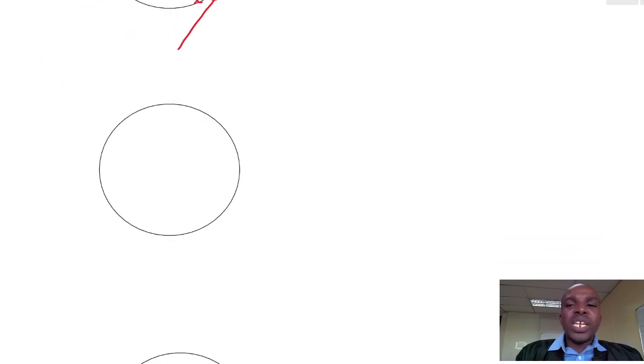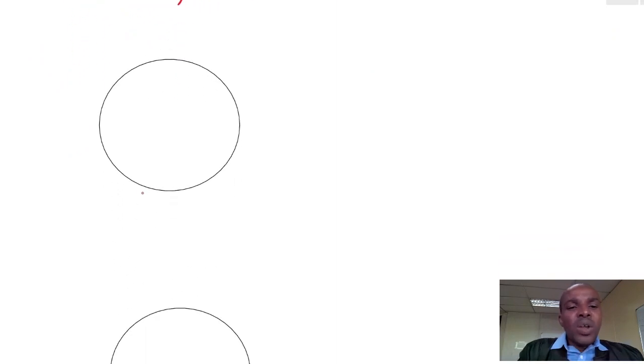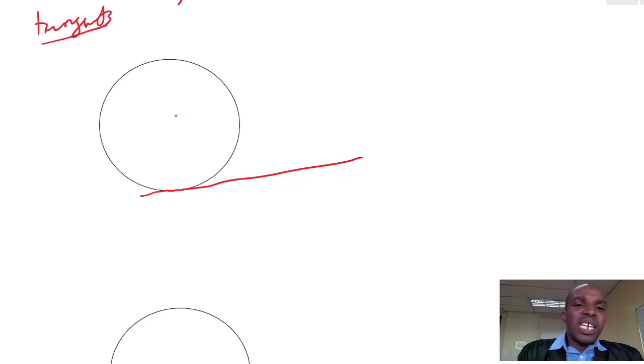Then the other theory is based on a chord, on a tangent. If I draw my tangent here, the tangent meets the circle at only one point. So this one is based on tangents, right? If I draw a line from the center meeting the tangent, it meets the tangent at 90 degrees. So the angle formed where the line from the center meets the tangent to the circle is 90 degrees. It's a right angle.